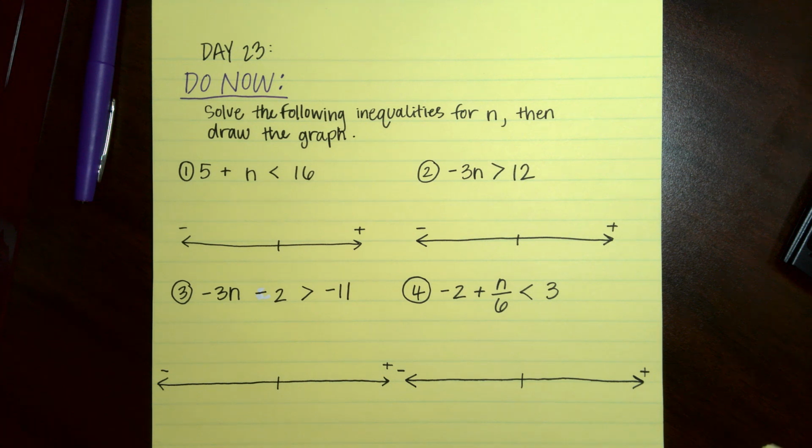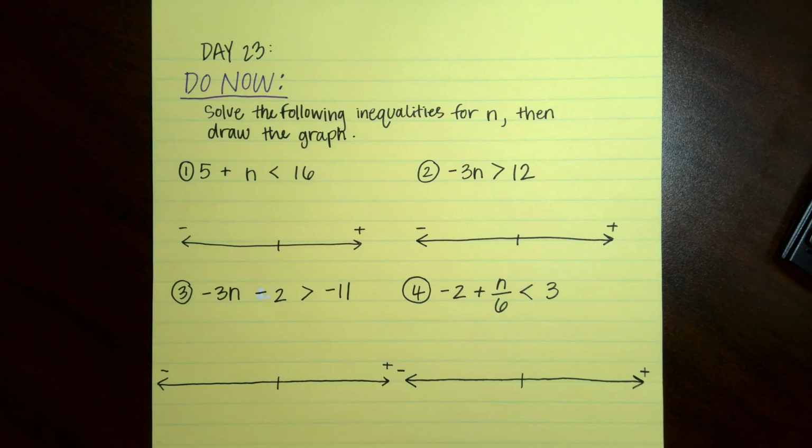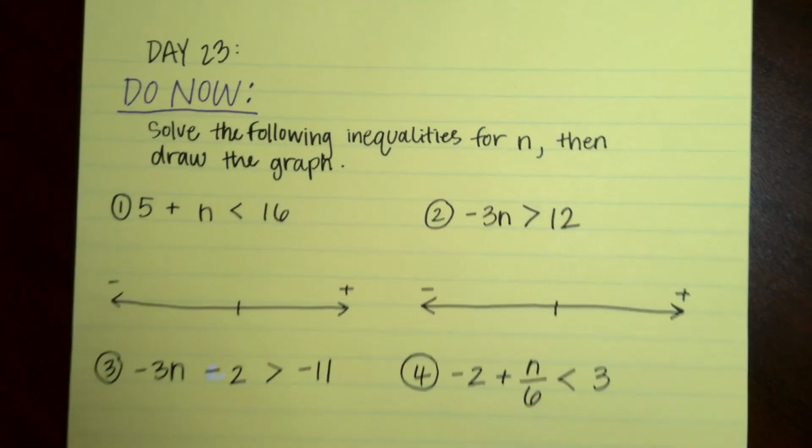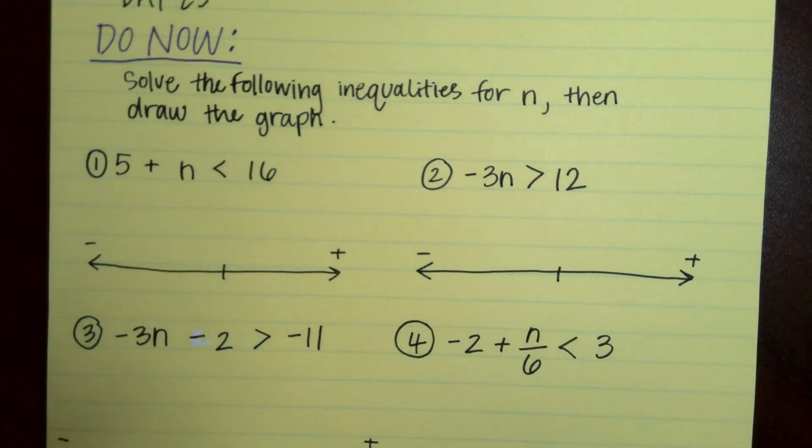All right, guys, we are on day 23 now. For our do now today, I had you solve the following inequalities for n, and then we draw the graph that represents our answer. So let's look at number 1. What'd you guys do for number 1?